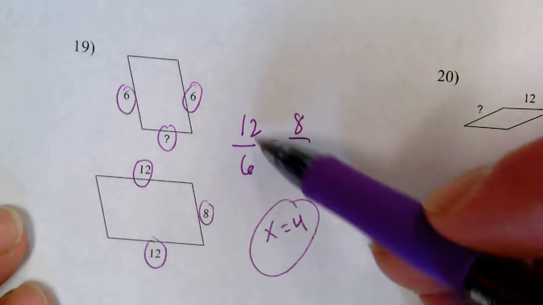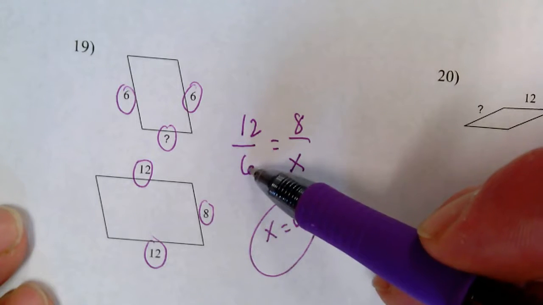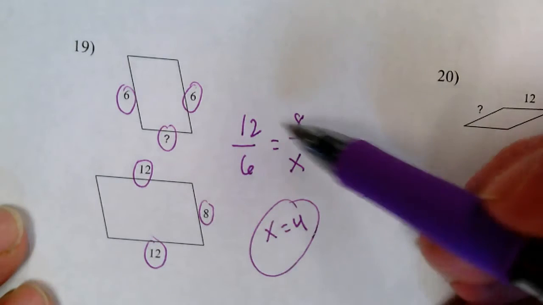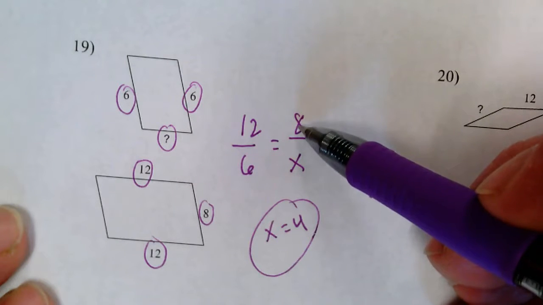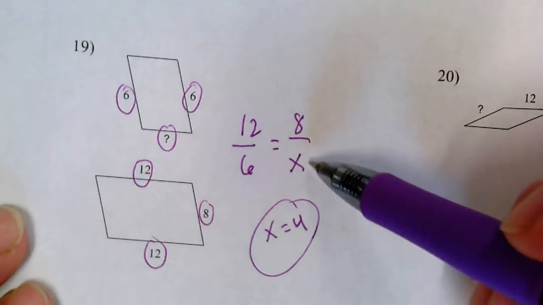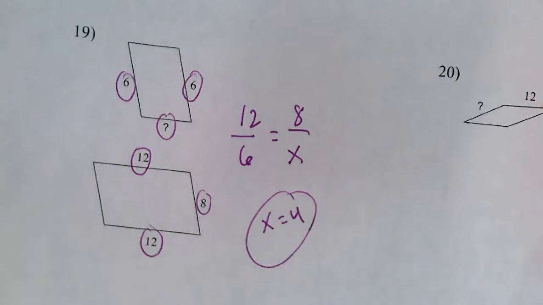Another way of looking at this, notice how 12 is twice as big as 6. Right? So 6 times 2 is 12. So 8 has to be twice as big as x. So if the mystery number times 2 is 8, the mystery number would have to be 4.